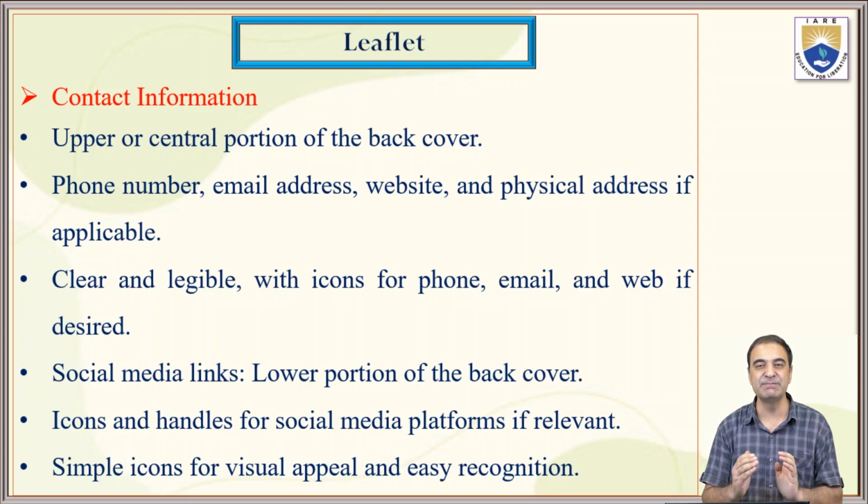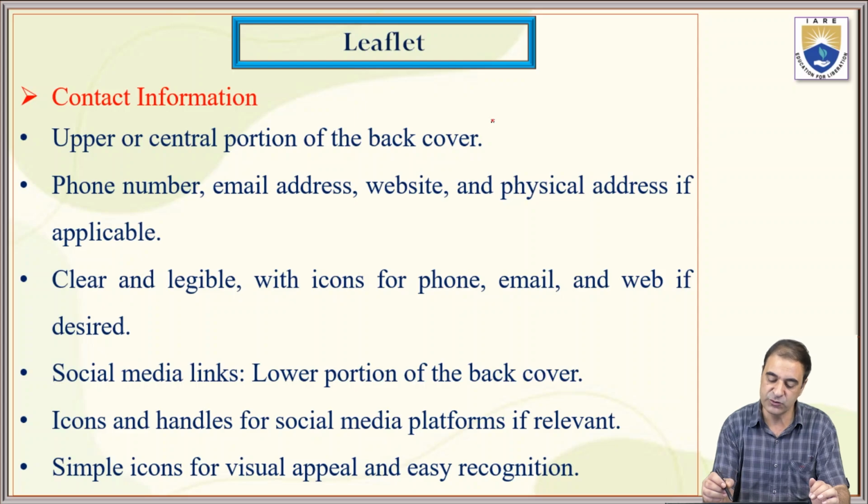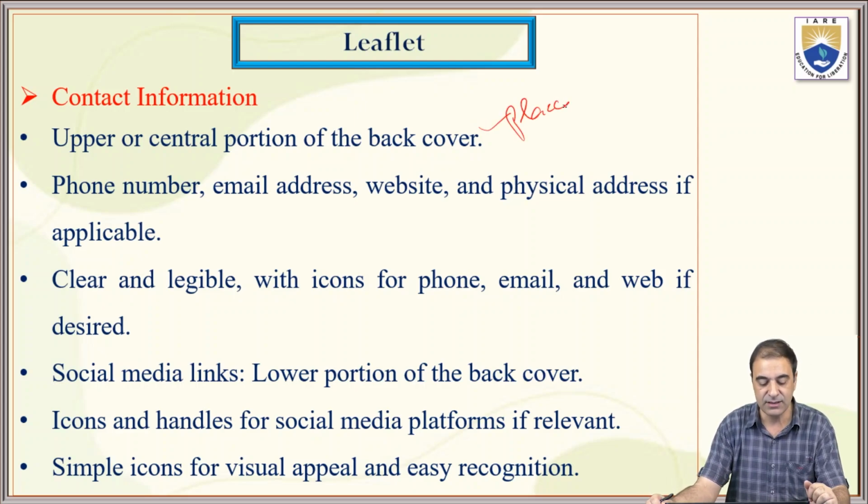For example, if it is a bifold leaflet, we put it on the fourth sheet. That means the fourth page, the last page or the back page of a leaflet. Here, first of all, we look at the place. Our place is the upper or central portion of the back cover. That means we put this contact information on the last page.